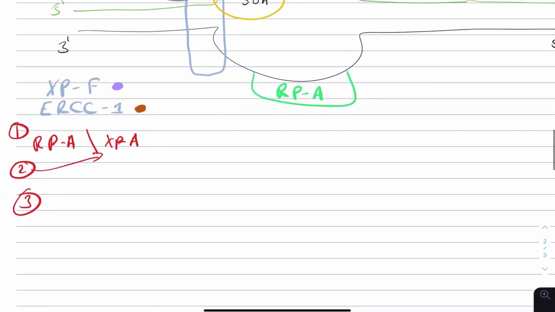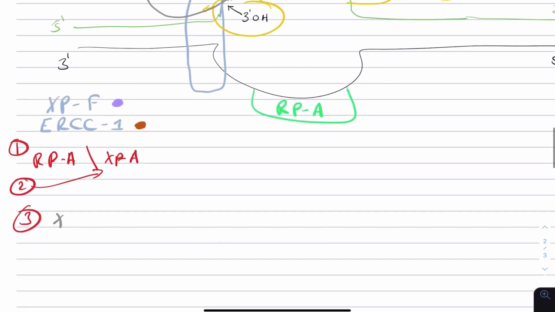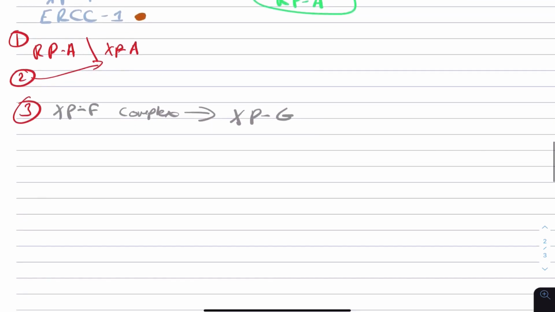Now, XPF, let's call this the XPF complex, will end up recruiting the XPG protein to its position, so then it can start cleaving in its direction.